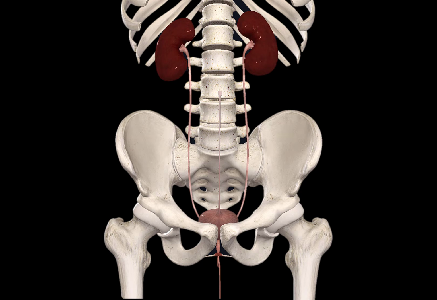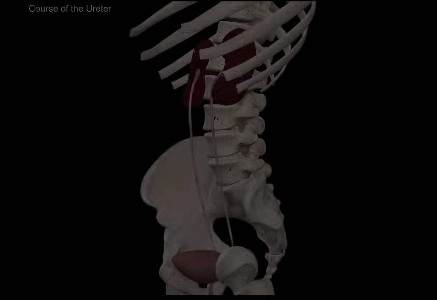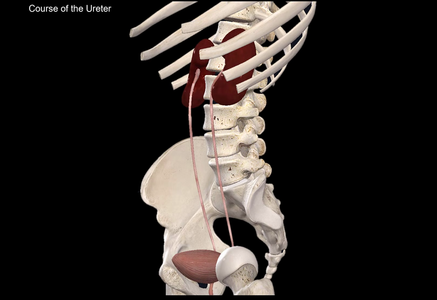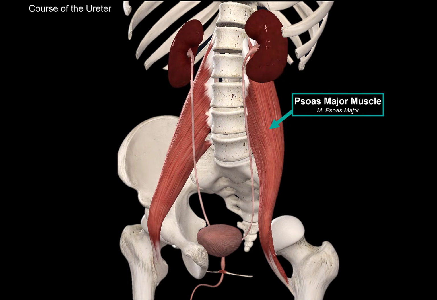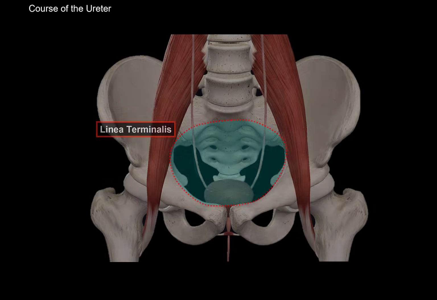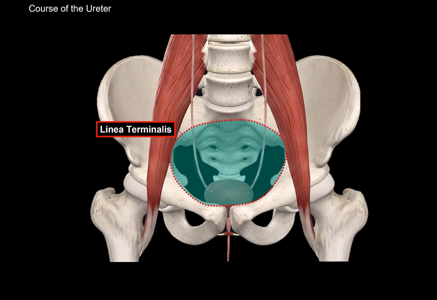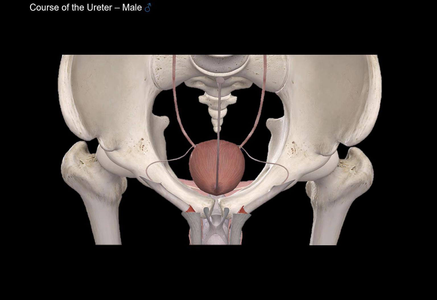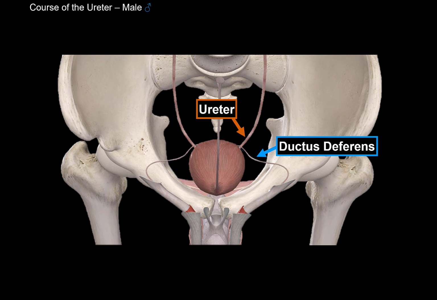So the ureter can be roughly around 30 centimeters long, and they both lie at the very back of the abdominal cavity, as you see here. And they lie right in front of the psoas major muscle. And when it reaches the terminal line of the pelvis, it then enters the lesser pelvis. And from this point, it crosses some structures differently in men and women. So in males, it crosses the ductus deferens, as you see here, right before it enters the urinary bladder.